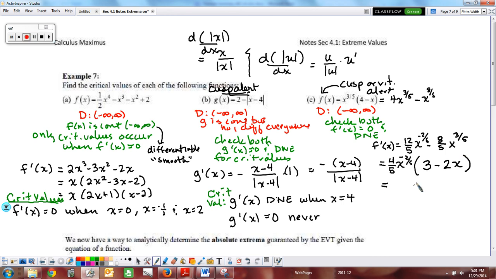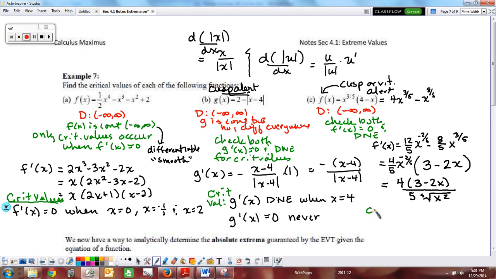And so what we really end up with, our nice form of our derivative, would be 3 minus 2x over 5, and then I like to go at this point the 5th root of x squared because I think that's a little easier. So that's what we mean by we're going to find critical values. This is what I call a nicer form.